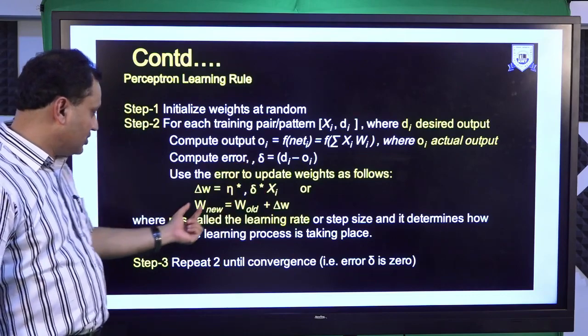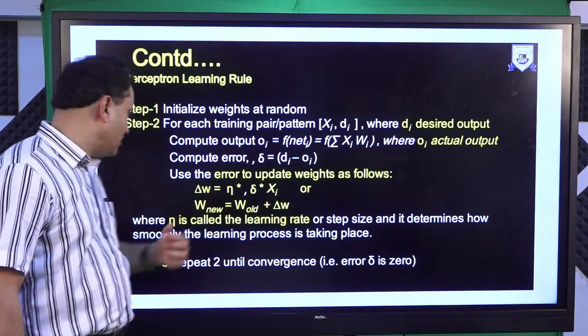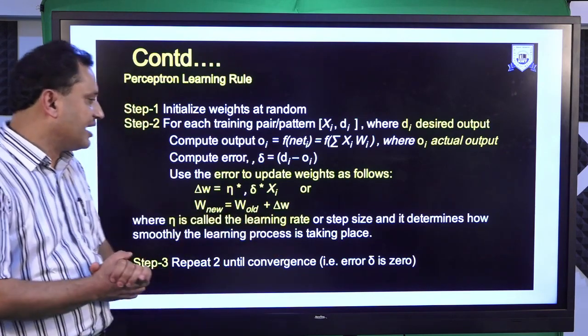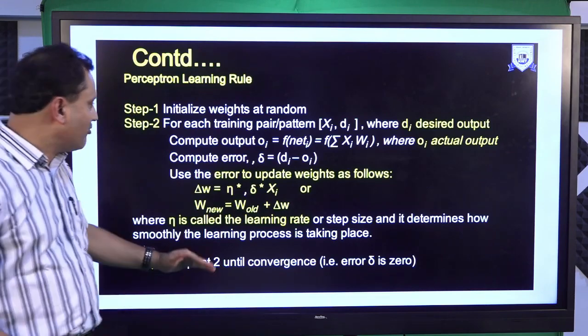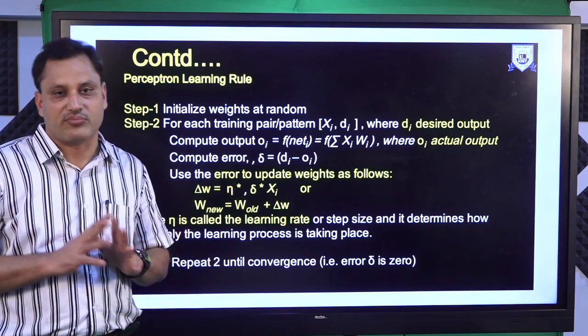So now the new weight will be the old weight plus the change in weight, where eta is called the learning rate or step size, and it determines how smoothly the learning process takes place. Now we repeat step 2 until the error is minimized.